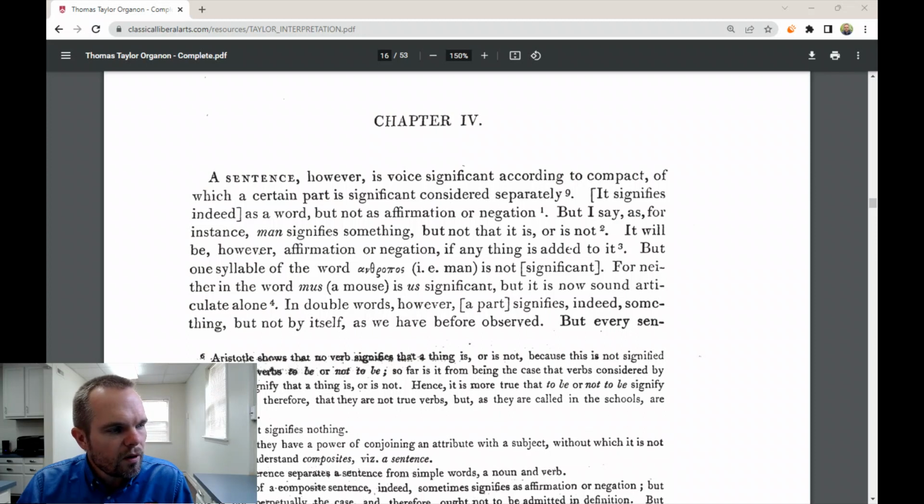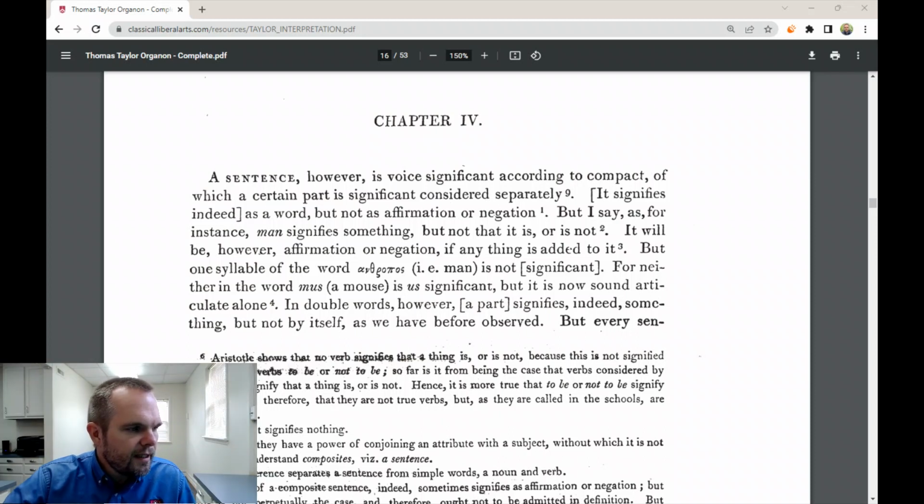For neither in the word mus, which is the Greek word for mouse, is the syllable us significant, but it is now sound, articulate alone. It is sound, but it's not significant sound. That's true for us in the word mus. A part of the word is not significant in itself. That's also true for any of the syllables of the word anthropos. The parts of a word are not significant in themselves, whereas the parts of a sentence are significant in themselves.